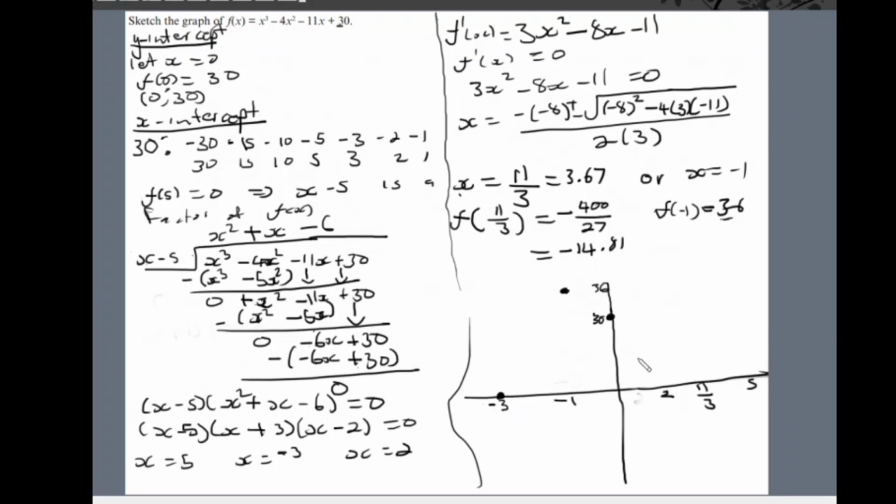Right? And then this is another x-intercept. And then 11 over 3 is my turning point, and it corresponds to minus 14.81, right? So that will be somewhere there. And then 5 is my x-intercept again, right? And what's left now is just to connect the dots, right? So my graph will have this shape. Right, my cubic function will look like this.